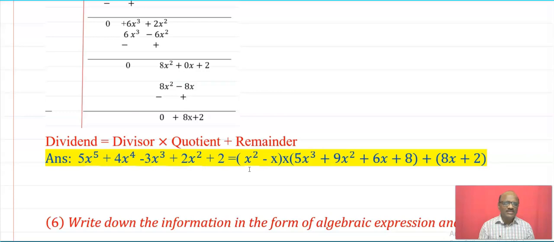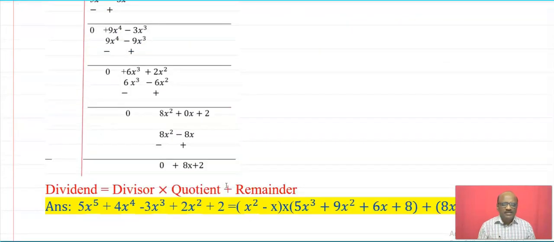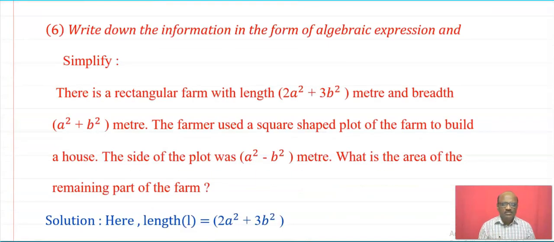Therefore, the dividend is (x square minus x) into (5x cube plus 9x square plus 6x plus 8) bracket complete, plus the remainder which is 8x plus 2. In this way we have finished this type of division. Now the next problem.